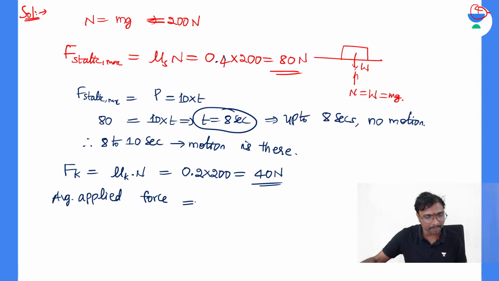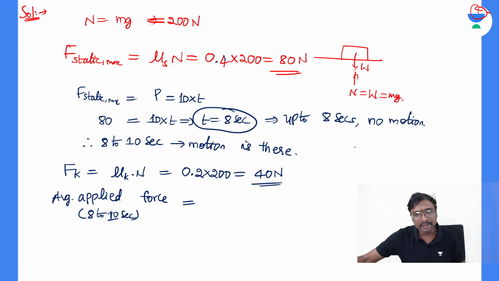What is the average applied force, from which interval? From 8 to 10 seconds, right? Because the kinetic phase is from 8 to 10 only. So what is P at 8 seconds? P at T equal to 8 is 10 into 8, which is 80 newtons. And P at T equal to 10 seconds is 10 into 10, which is 100 newtons.